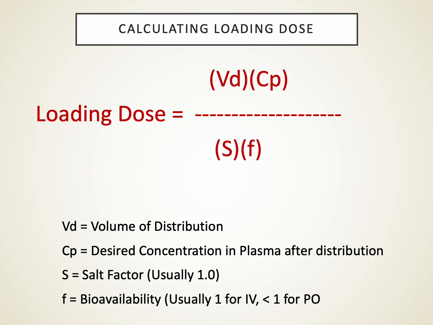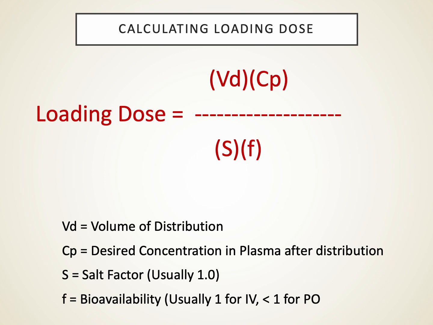Now, how would we figure out what our first initial dose of a drug is? Well, knowing the volume of distribution and what we want for a blood level, we could estimate what dose we give. And here's a formula that does that. Now, in practice, you will never have to do this.